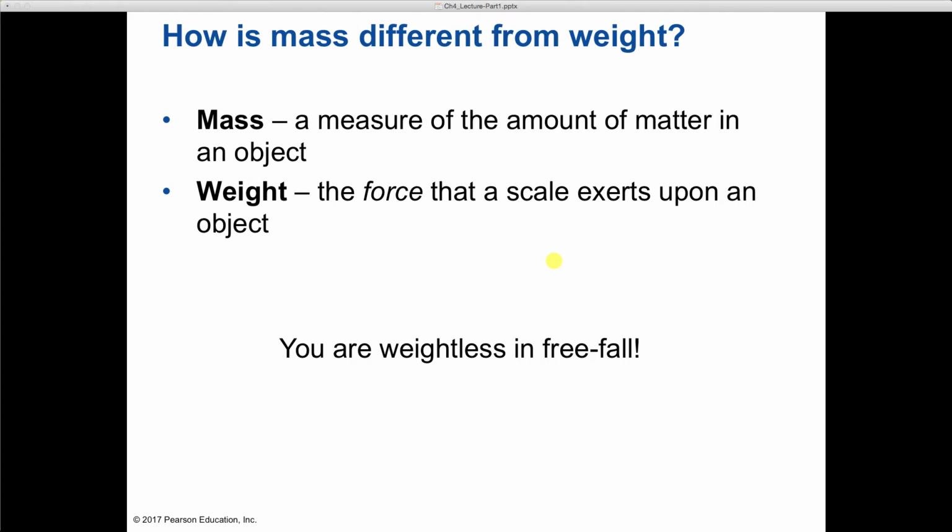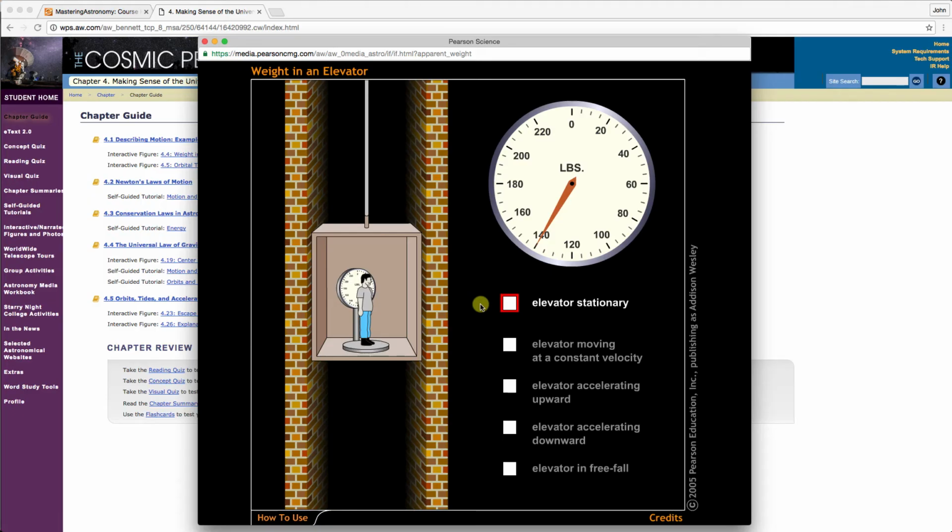All right, so let's look at this little animation. This is from the study area in the Mastering Astronomy site. So here we have a person in an elevator. The elevator's stationary, nothing's going on. They're standing on a scale. The person has a certain mass. There's a certain amount of material the person's made of. The person's standing on a scale, and the scale measures a certain weight, 140 pounds. And the elevator's stationary, nothing's happening.